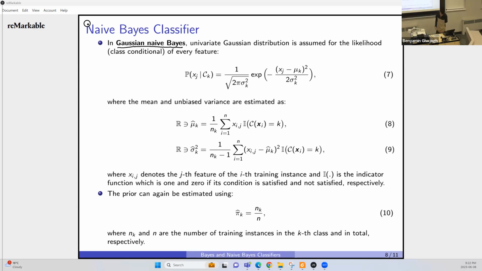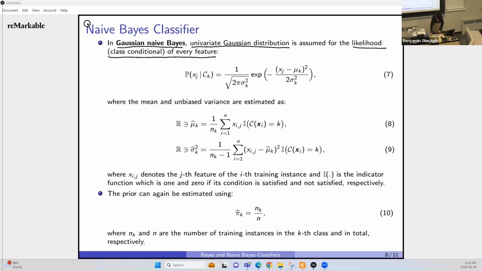What is it? In Gaussian naive Bayes, univariate Gaussian distribution is assumed. So naive Bayes doesn't make any assumption on the distribution of the xj given ck. But Gaussian naive Bayes makes an additional assumption. It says that I assume that P of xj given ck has a Gaussian distribution, for the likelihood of class conditional of every feature.